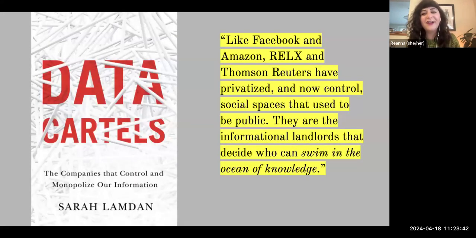And then this is just something that I'd like to mention: unfortunately, libraries themselves, I know we've been talking a lot about different library systems, are not exempt from these practices. This is the book that came out last year, or 2 years ago now, Data Cartels by Sarah Lamdan. And I'm just going to read a quick quote from it. Like Facebook, Amazon, RELX, and Thomson Reuters have privatized and now controlled social spaces that used to be public. They are the information landlords that decide who can swim in the ocean of knowledge.